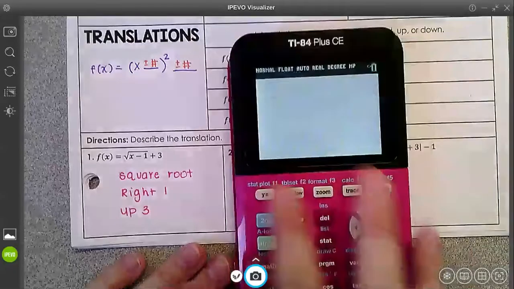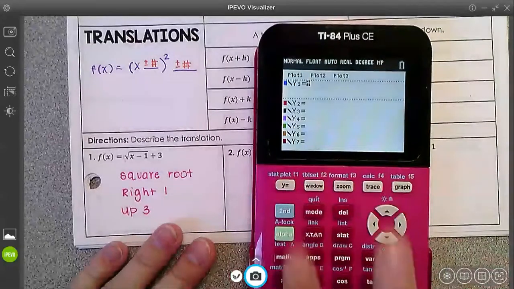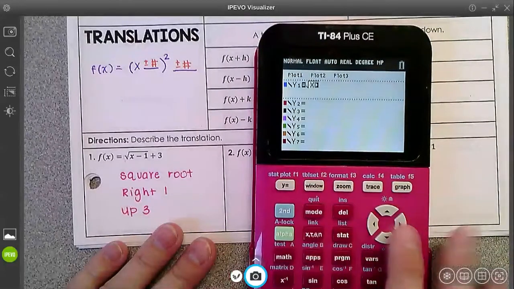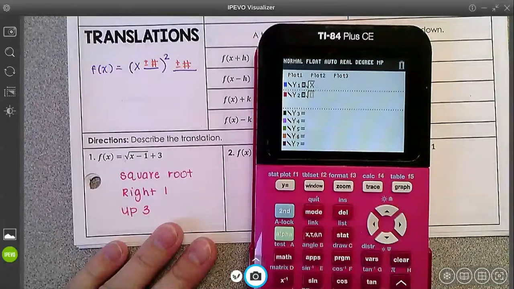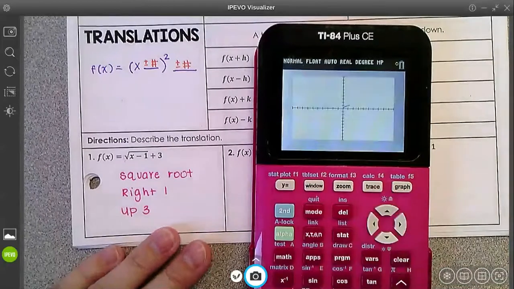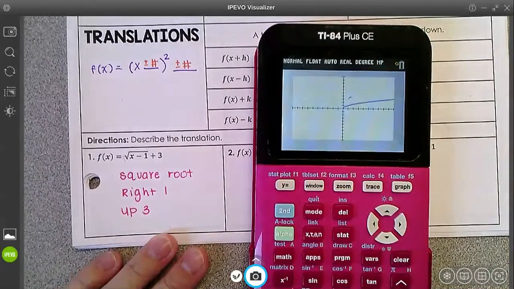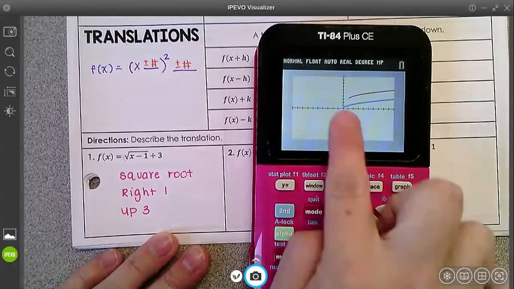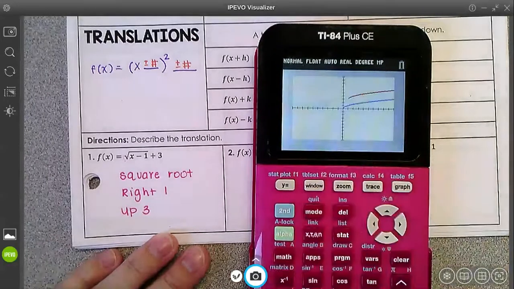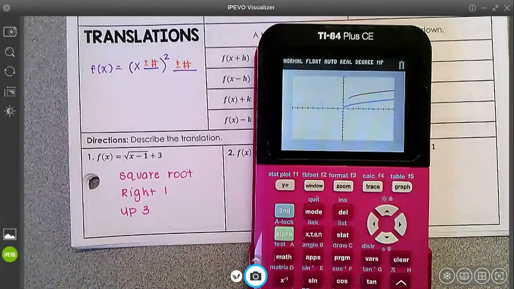I'm going to graph this to show you. So we're going to look at the two graphs. The blue one's the original. And notice how we did go right 1, up 3. And I like to use that starting point that started at 0, 0 to kind of gauge that. So it went right 1, up 3.